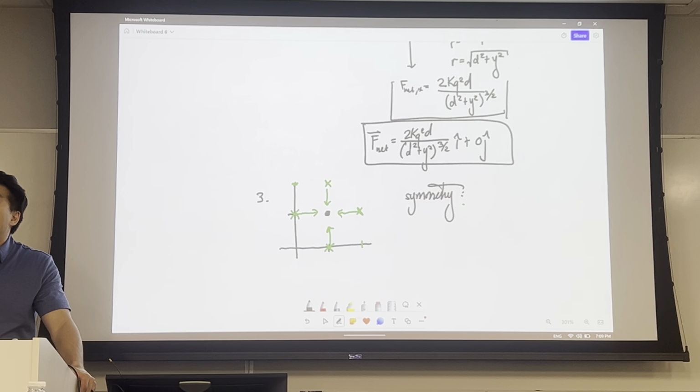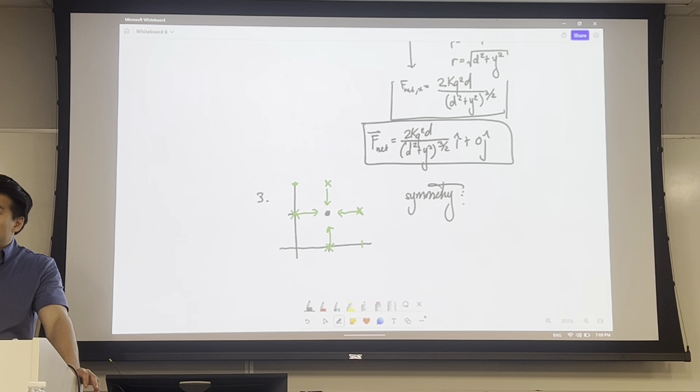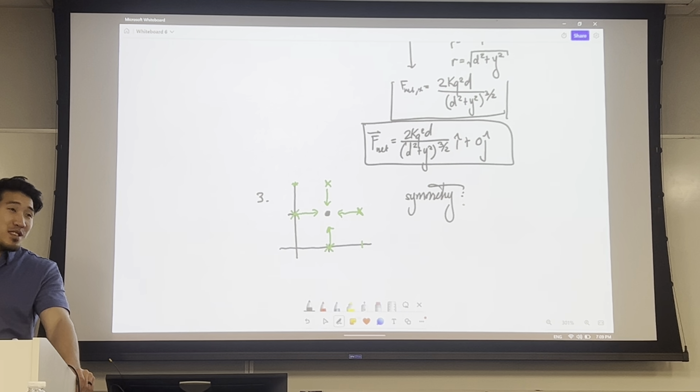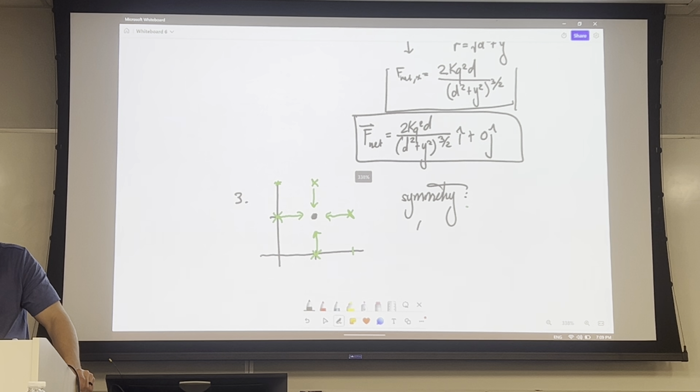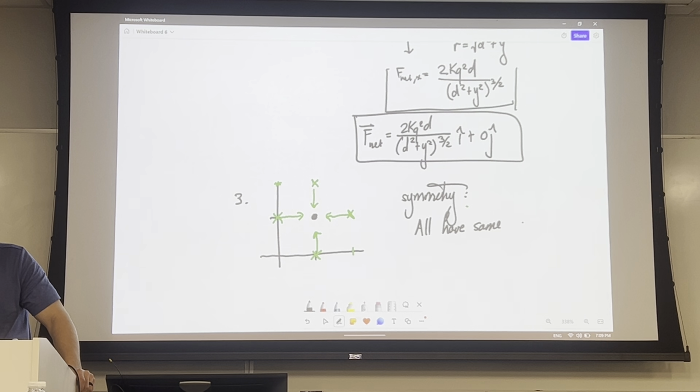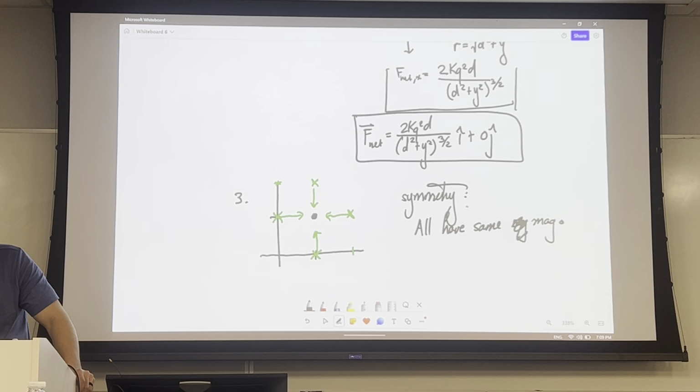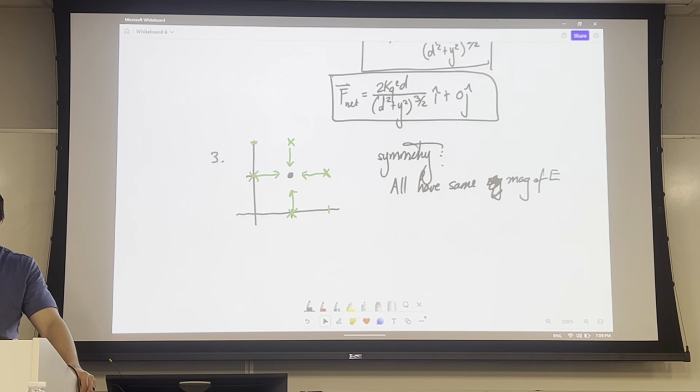The distance to the... Yeah, it's one. All the distances are the same, meaning all have the same magnitude of E, because they have the same distances.